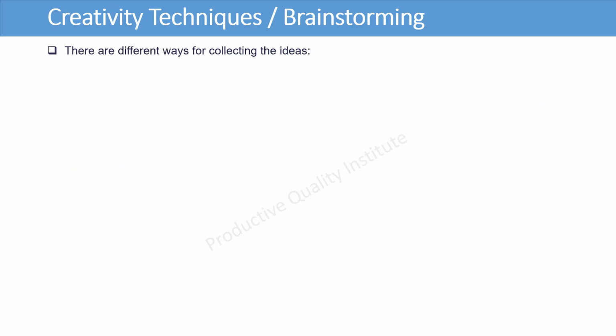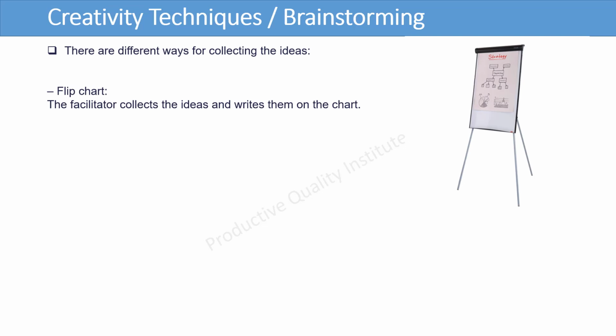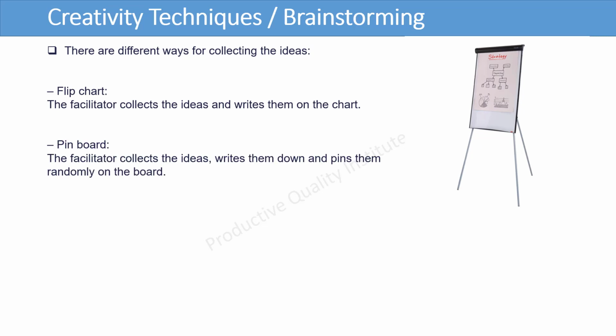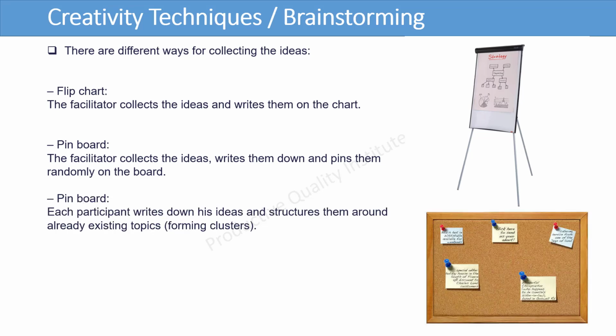There are different ways for collecting the ideas. Flip chart: the facilitator collects the ideas and writes them on the chart. Pin board: the facilitator collects the ideas, writes them down, and pins them randomly on the board. Pin board: each participant writes down his ideas and structures them around already existing topics to form clusters.